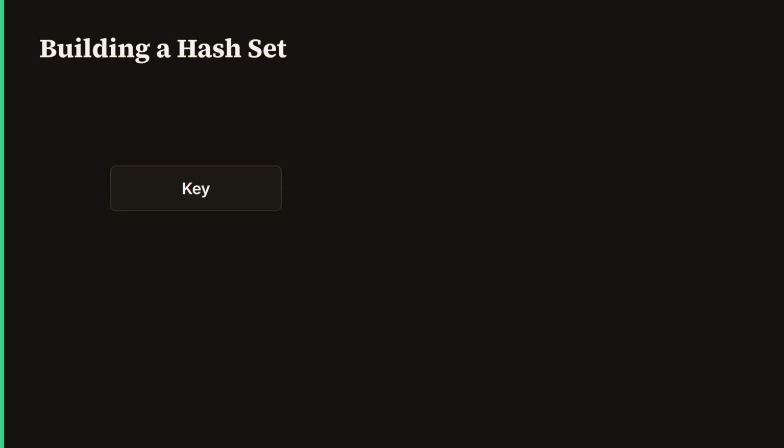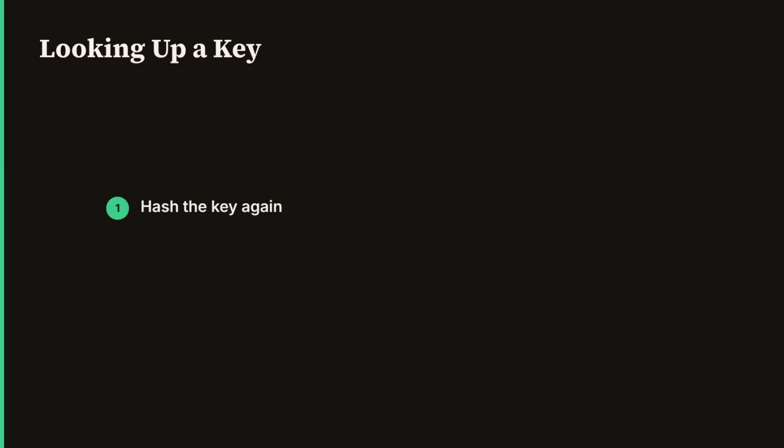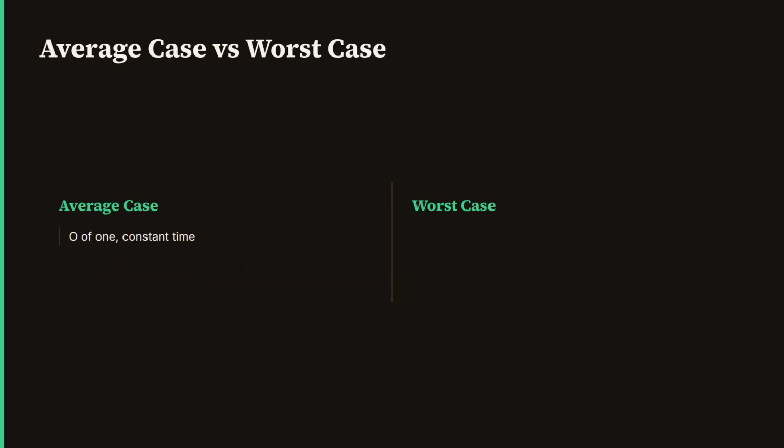The simplest fix is the one every intermediate developer reaches for first. Take every key, run it through a hash function, and drop it into a bucket array. That is a hash set. Lookup means hashing the key again, jumping straight to its bucket, and checking what is actually stored there. Average case? That is O(1), constant time.